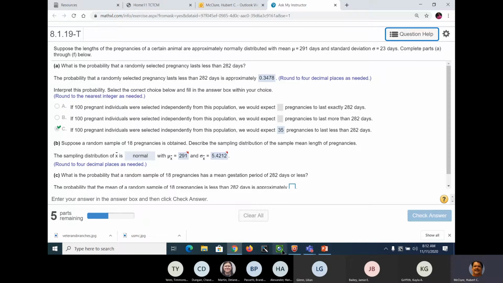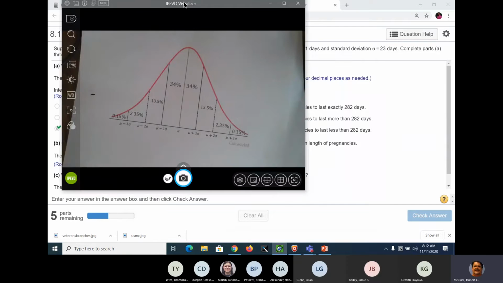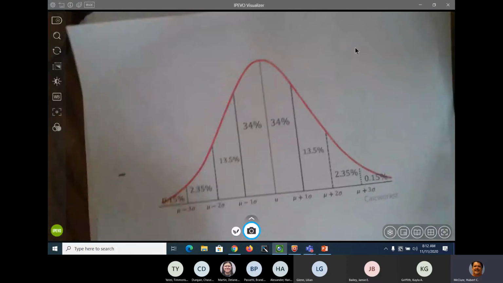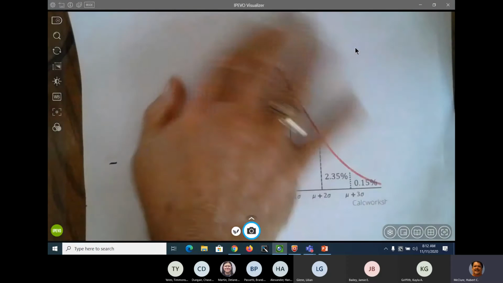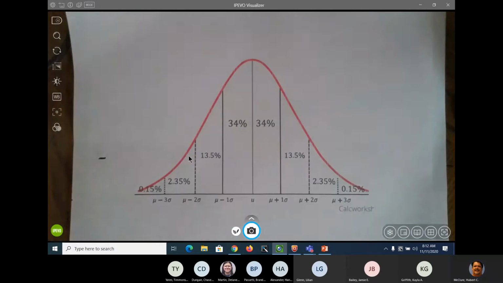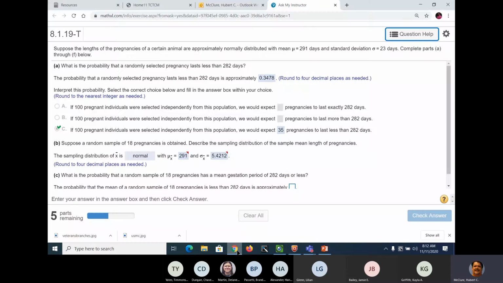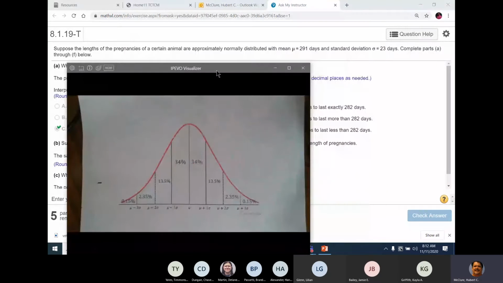Okay, so we're going to take our handy dandy, what just happened there? That's not supposed to happen. There we go. And there is our handy dandy curve. I bet some of y'all are still drawing them, aren't you? No comment. I'm going to be quiet.